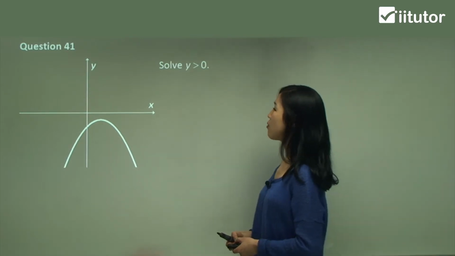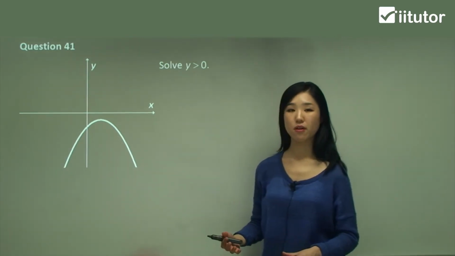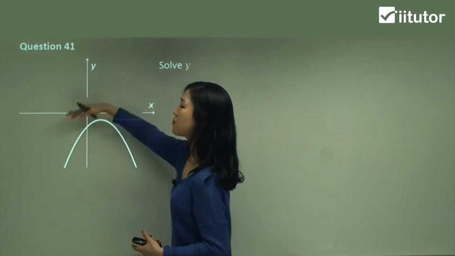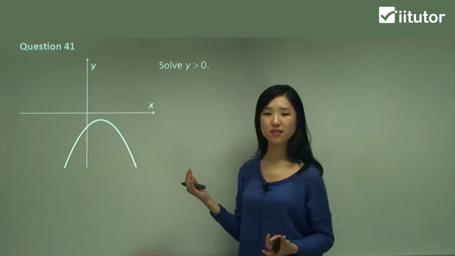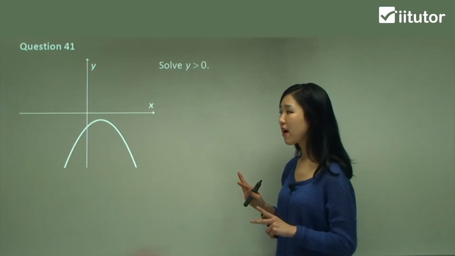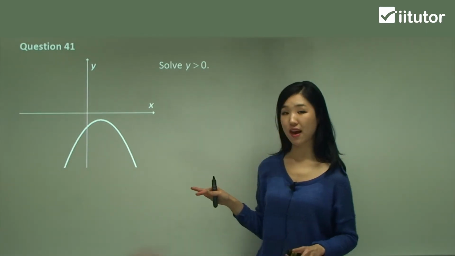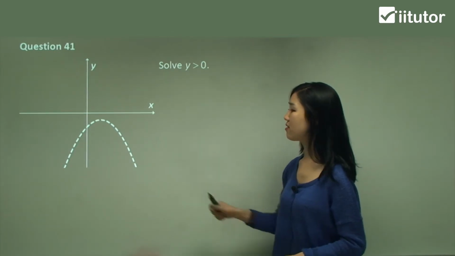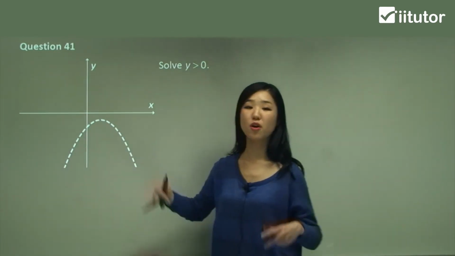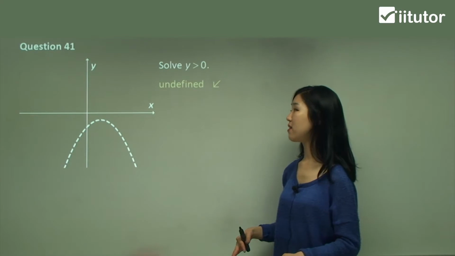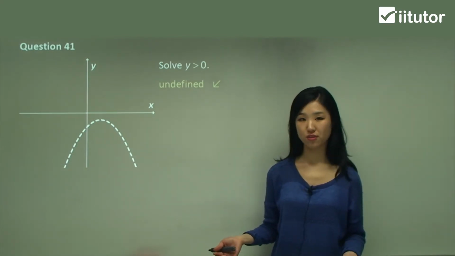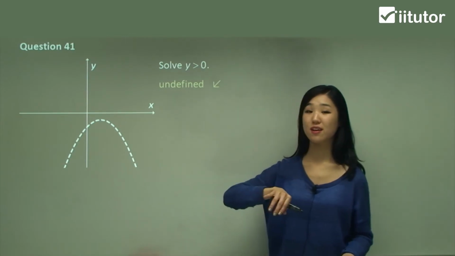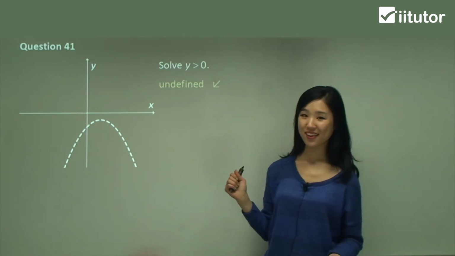Now we want to solve for when y is greater than 0. Greater than 0, as I keep repeating, means it must be above the x-axis. But in this particular graph, is there any part of the graph that's above the x-axis? No, there's nothing. In this case, all this part is below the x-axis, which means undefined or no solutions. Okay, there's nothing above it, so nothing satisfies this inequality. So you can just write undefined.